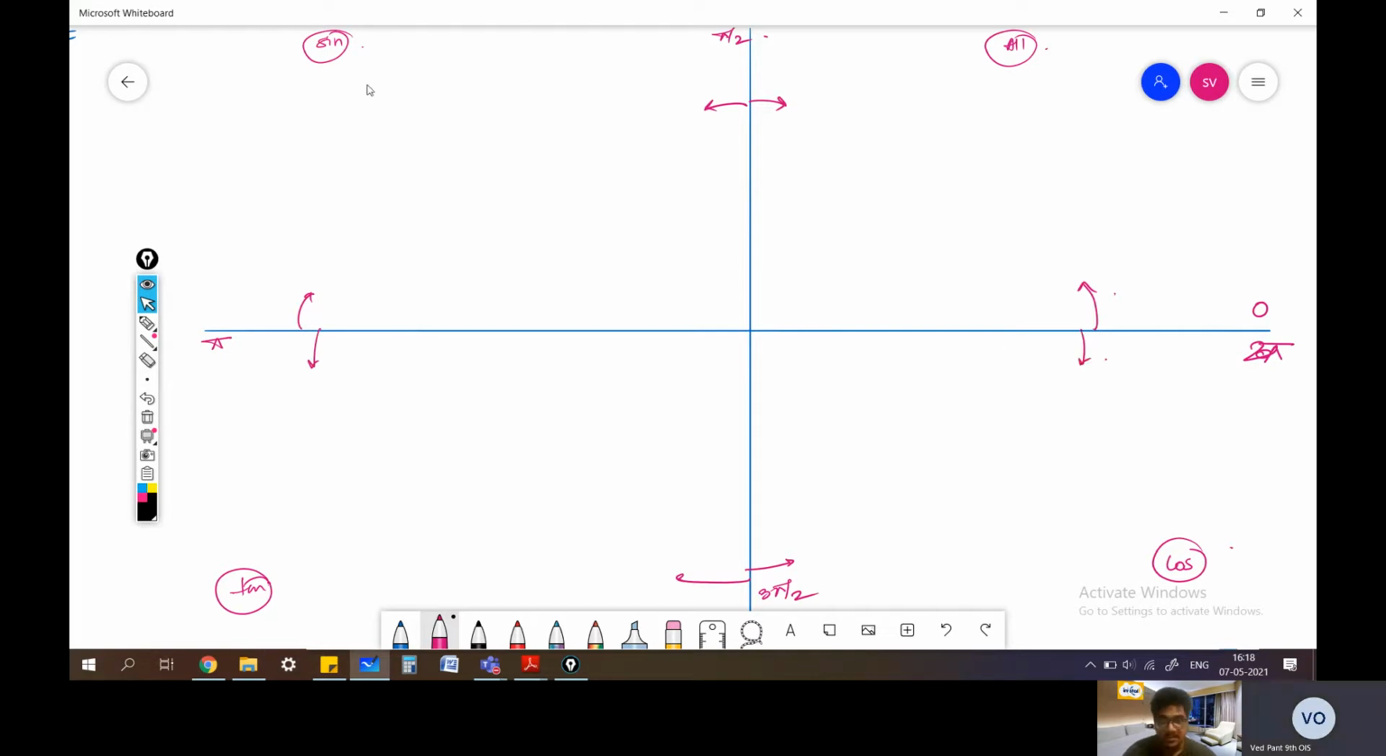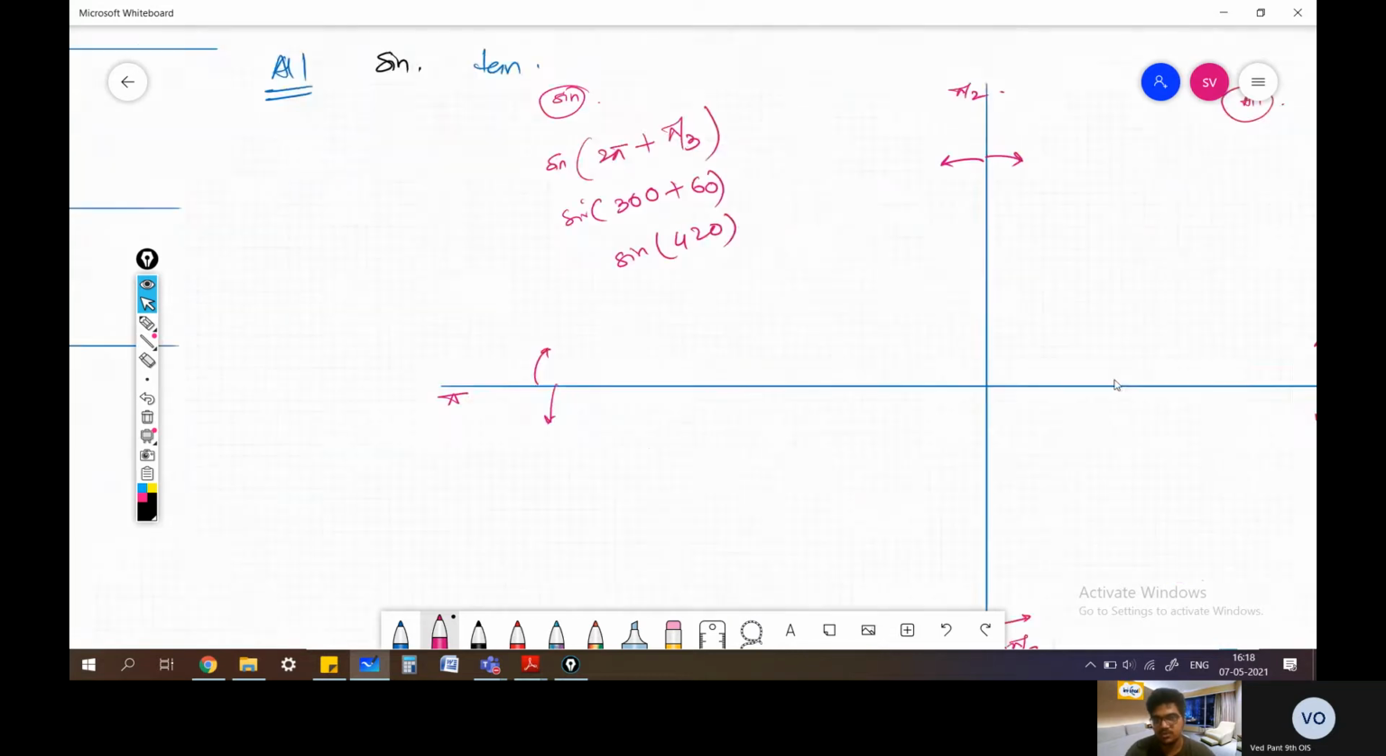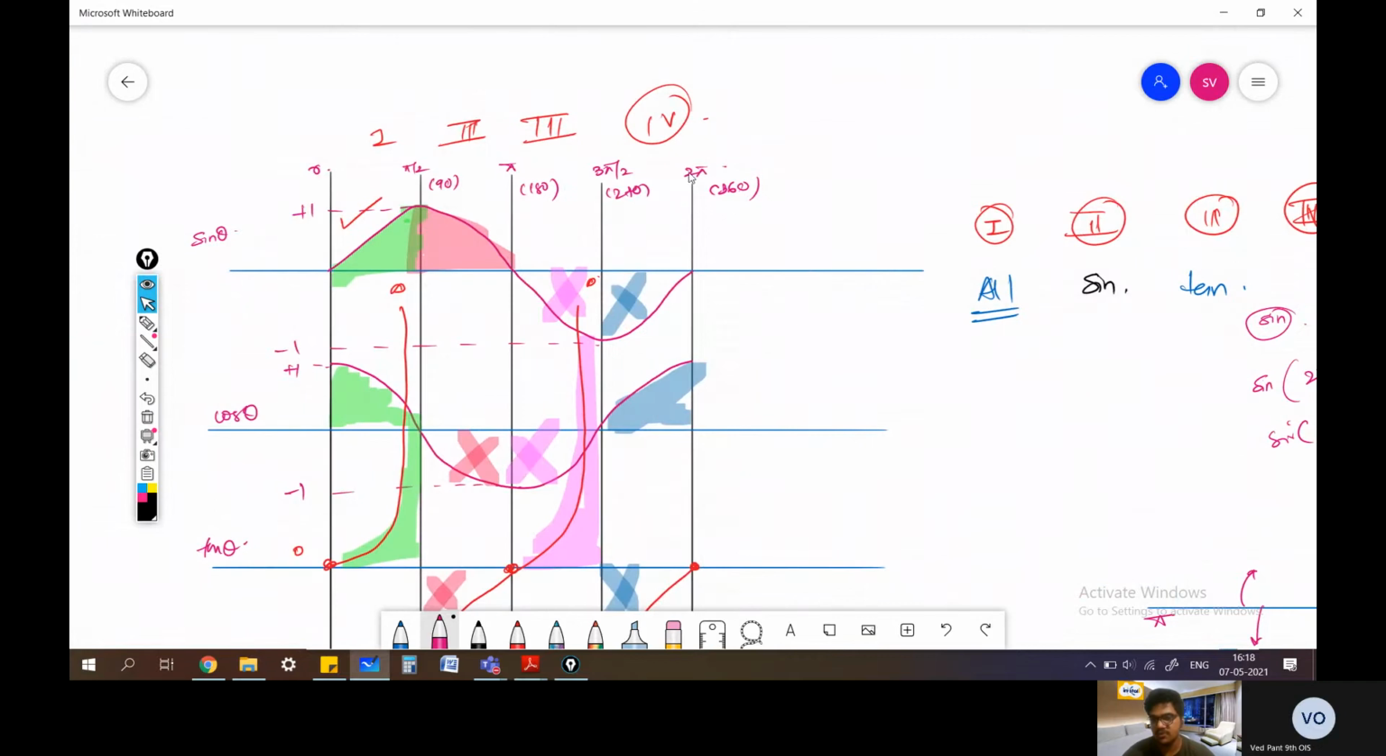I'll say sine of 2 pi plus anything, let's say pi by 3. So it is actually sine of 360 plus 60, that is equal to sine 420. Yes or no? In an actual way, I can write like this. But what we already know is that it's a repetitive function, so the value will be the same as sine 60 basically. Yes or no?